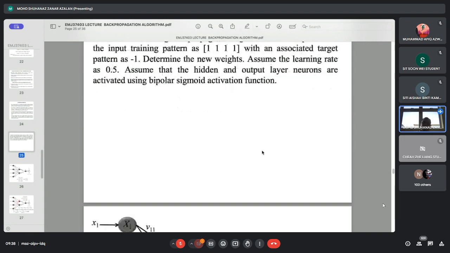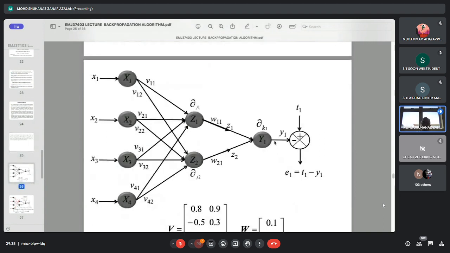So how can we start? This is the architecture of the backpropagation algorithm network. Because we have the input data 1, 1, 1, 1, that's why we have 4 inputs here: 1, 2, 3, 4. And then we have a hidden layer of 2, and the output is either -1 or 1, so that's why we only have 1 output neuron here.